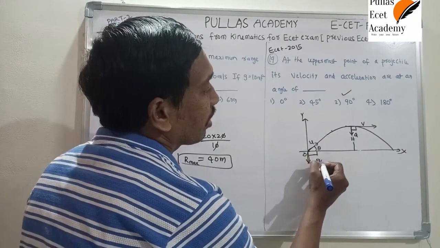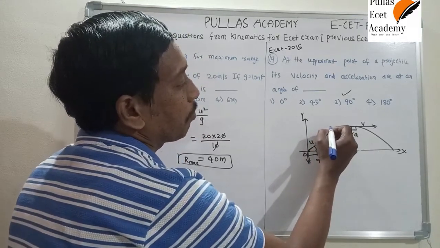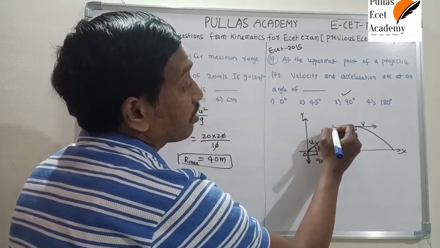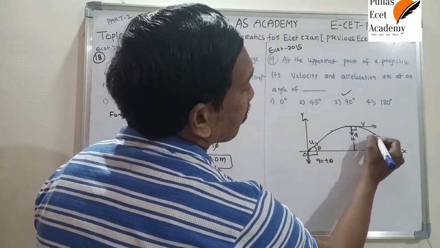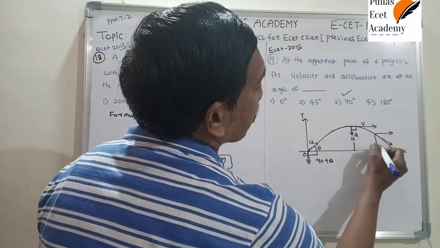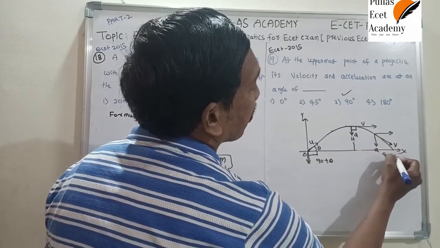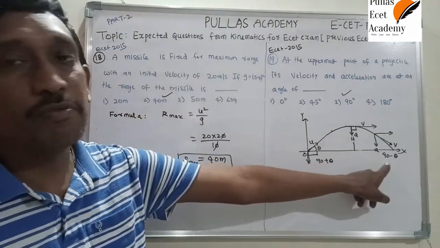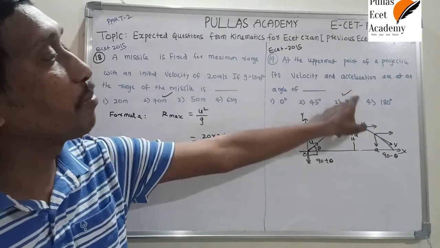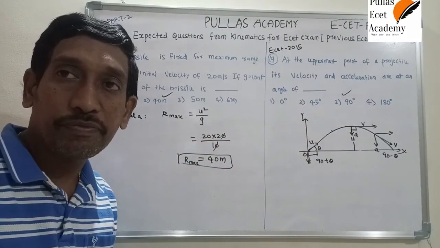Whereas at the initial point, this is acceleration, this is velocity. What is the angle here? 90 plus theta is the angle between velocity and acceleration. Here also 90 plus theta. For example, if you want here, this is velocity, this is x-axis, this is y-axis, this is acceleration, velocity. That means 90 minus theta. In this way, at different points, the angle between velocity and acceleration varies. But here it asks at the uppermost point, so which is correct? 90 degrees is the correct answer.